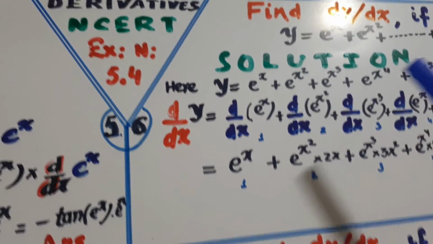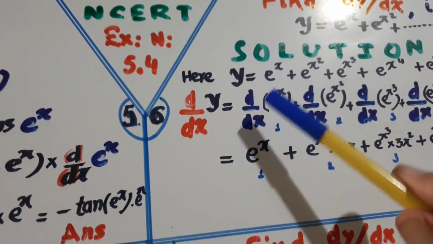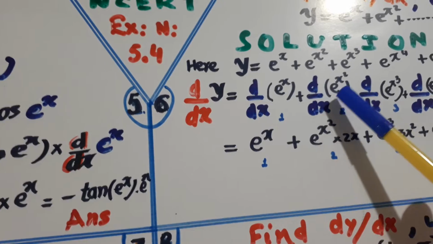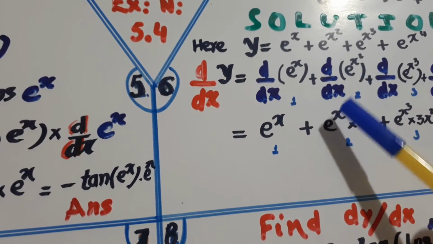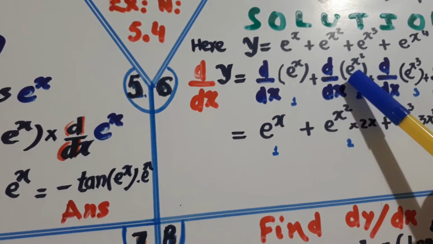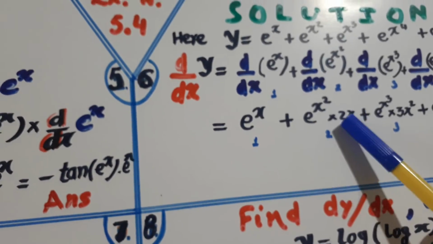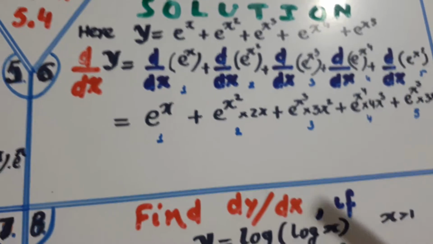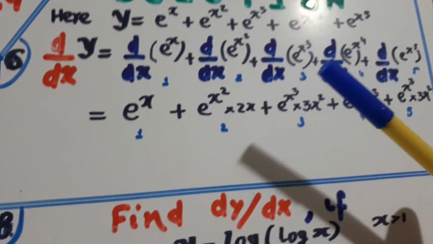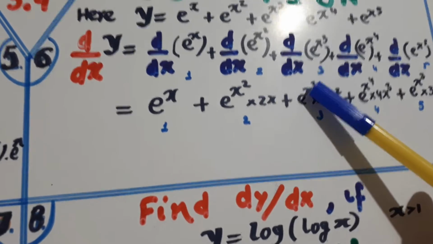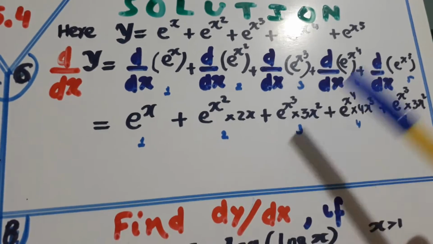We will take the derivatives one by one. Firstly, let us take the derivative of e raised power x. It is e raised power x. What is the derivative of e raised power x square? It is e raised power x square. But it is not x, instead of x, it is x square. You have to take its derivative also, 2x. Now the derivative of e raised power x cube is as it is, but this is not x, it is x cube. Its derivative, 3x square, has to be taken.